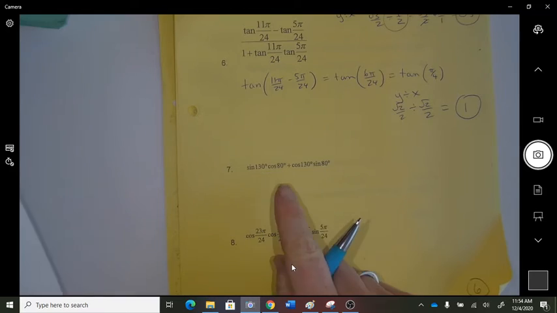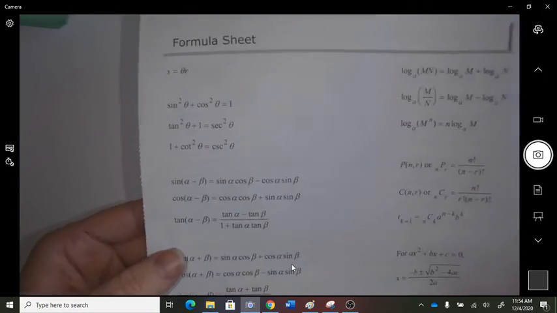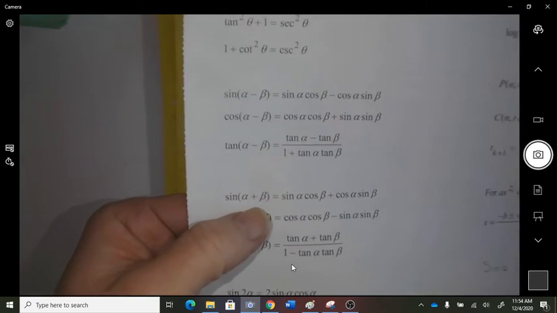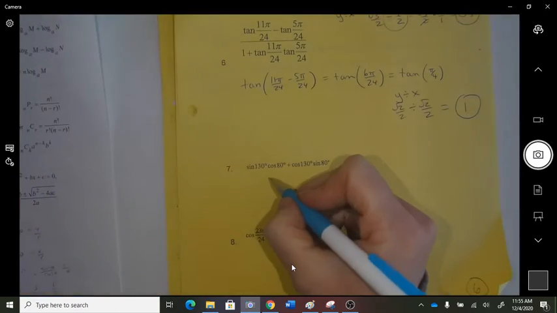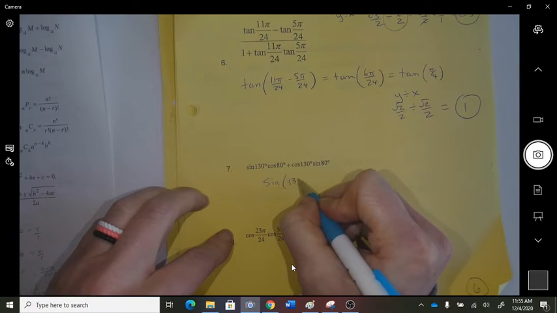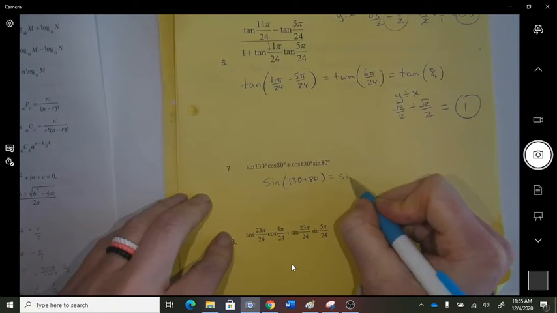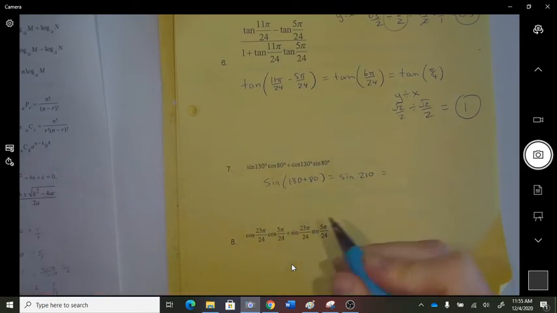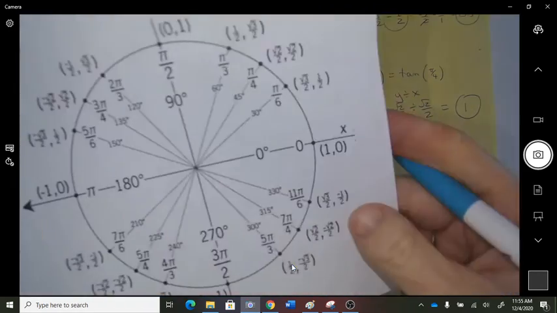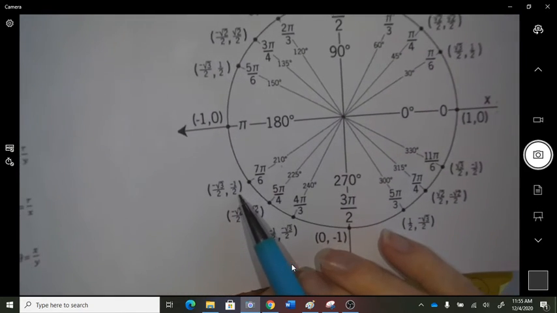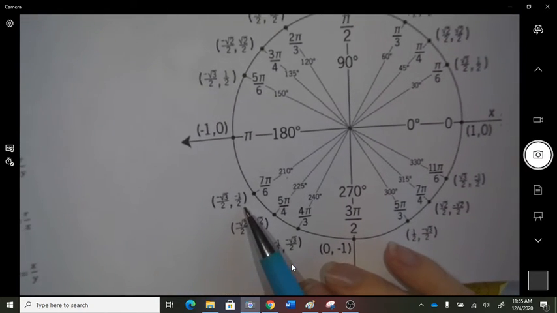Sine cos plus cosine sine, so this one, sine A plus B. Okay, so that is sine of 210. So I go to 210 on my unit circle, which is right here, and I grab the y coordinate, so negative a half.